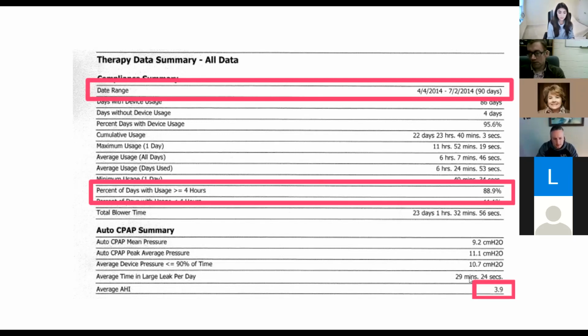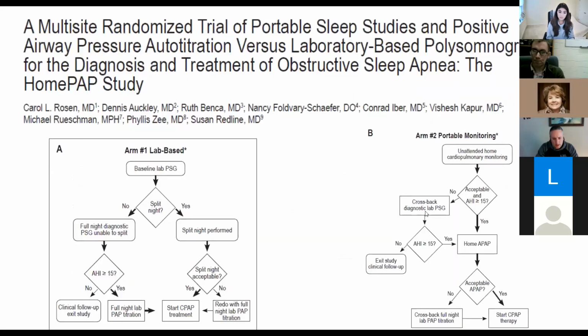So this guy dropped from 16 to about 4. And less than 5 we consider absolutely normal. So I would say for that patient, this is a good win, and hopefully they're feeling better and tolerating the CPAP well.